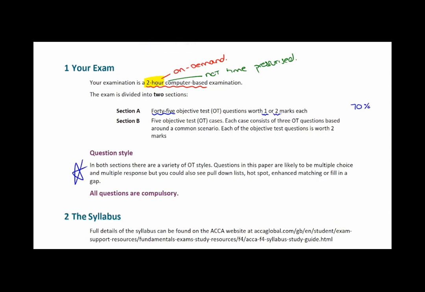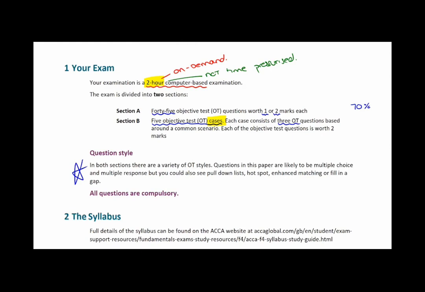Section B then, we have 5 objective test cases. Now notice the word case here. So essentially what this means is that you'll be given a bigger scenario, so you'll be given more information with which your 3 questions will then be based around. So you'll have a mini case study, some information, and then 3 questions all based on that same scenario.